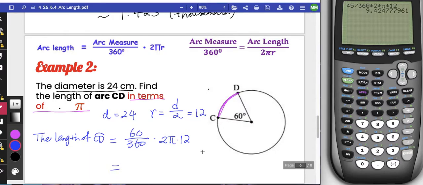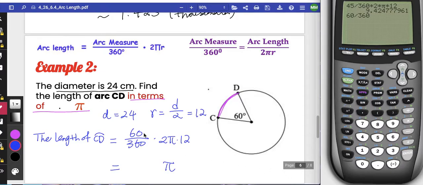So now it comes to the quite interesting part of the answer. The answer says in terms of pi. That means I'm going to save the pi for the end. I'm not going to put the pi in there. So what you can do is type everything in the calculator, but not use pi, because again, the question says to keep the answer in terms of pi.